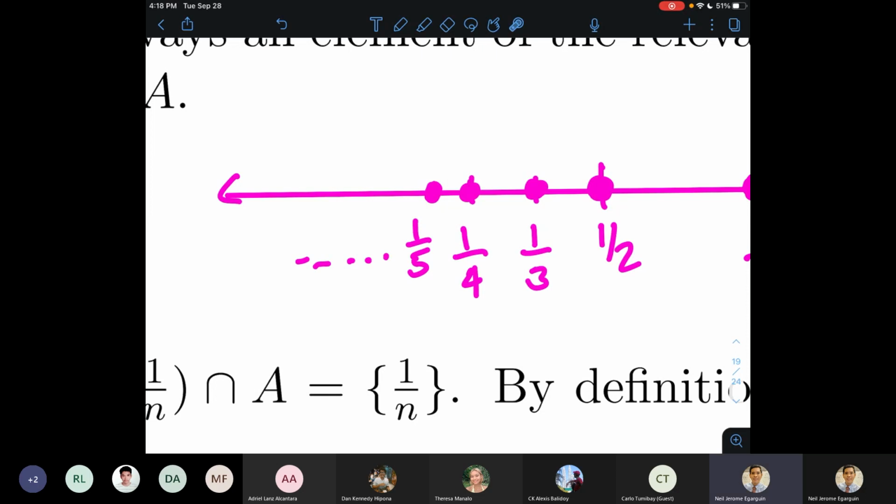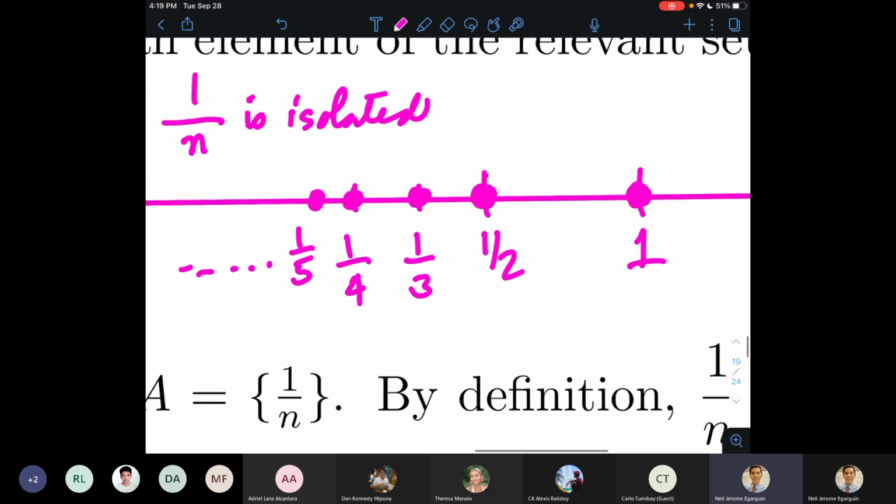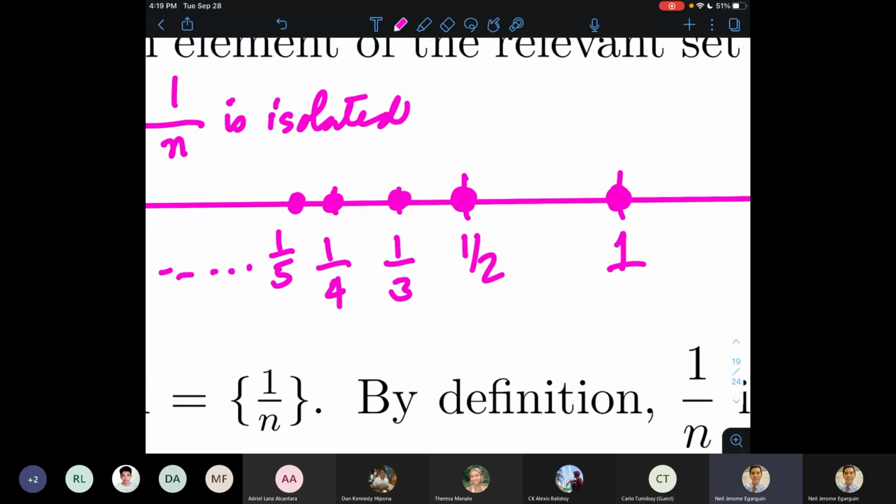Hello guys! So again, gusto nating ipakita na lahat ng 1/n ay isolated. Okay? And again, for 1/n to be isolated, we must give an epsilon such that that epsilon neighborhood doesn't contain any other element of the set A. So, halimbawa, kay 1, pwede kong gawing epsilon ay 1/4.